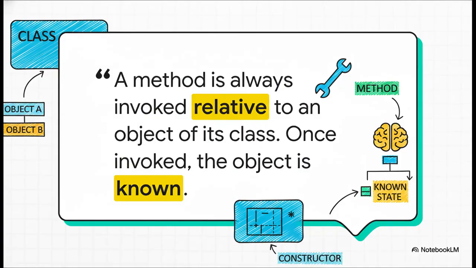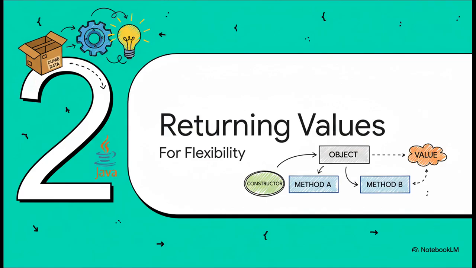But here's the little bit of magic happening behind the scenes. Inside that volume method, how does it know which width, height, and depth to use, especially if we have many boxes? Well, it knows because the method is always called on a specific object. When we say myBox1.volume, the method just implicitly understands, okay, I need to use myBox1's data. It's all about context.